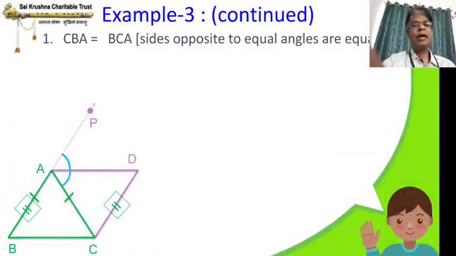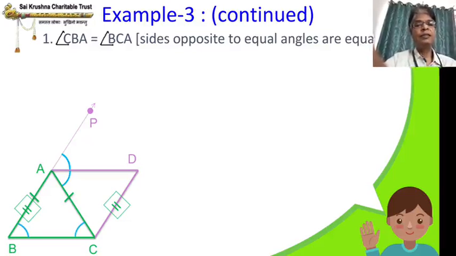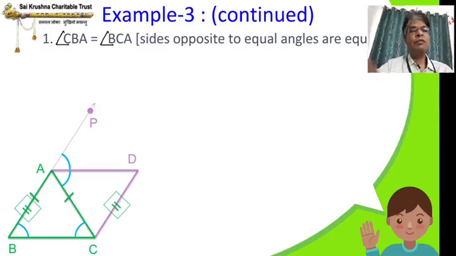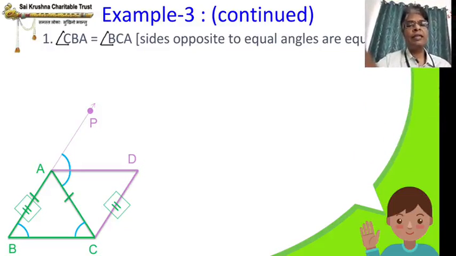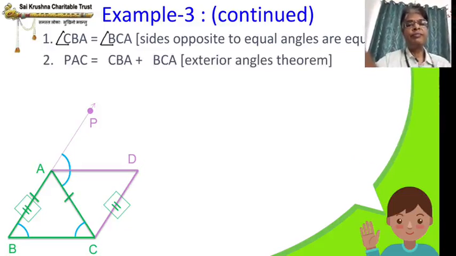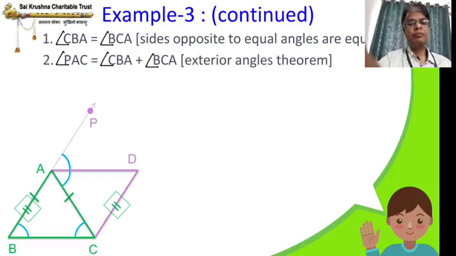Step number 1, angle CBA equal to angle BCA. I will show the symbols now. CBA I have put in blue, equal to angle BCA. What is the reason? Sides opposite to equal angles are equal. This is in the isosceles triangle, we have already learned this property, this theorem. Then angle PAC equal to angle CBA plus angle BCA, by the exterior angle theorem. You can note this one, we are continuously using triangle properties.